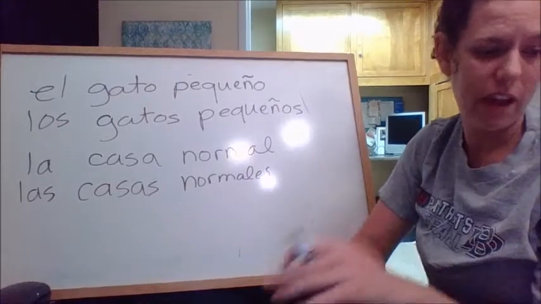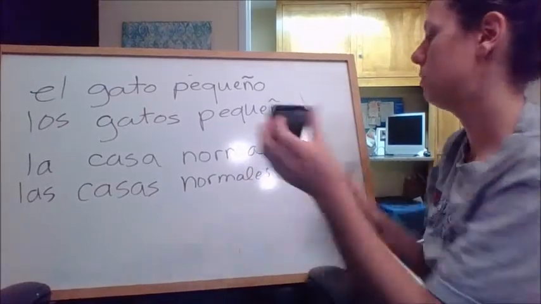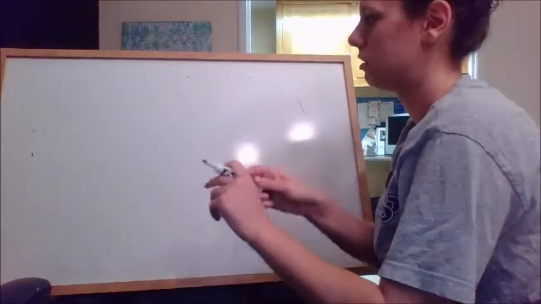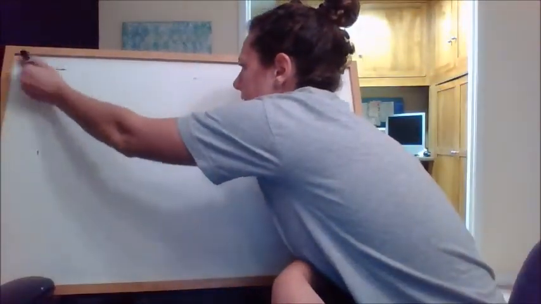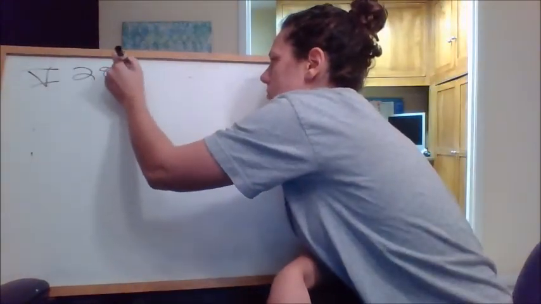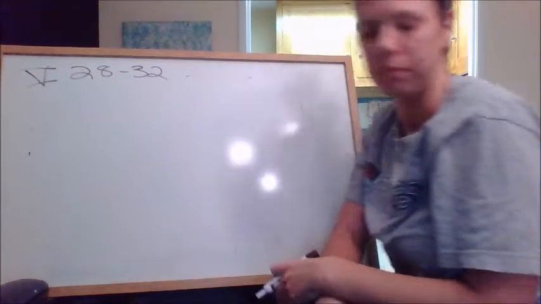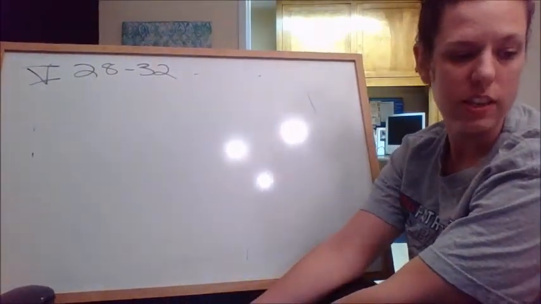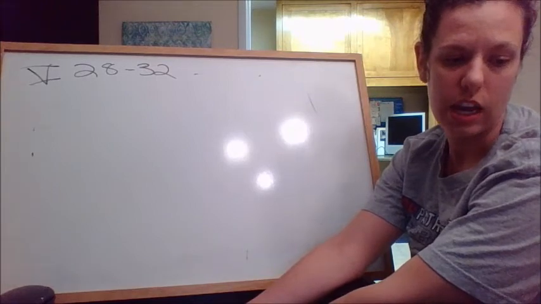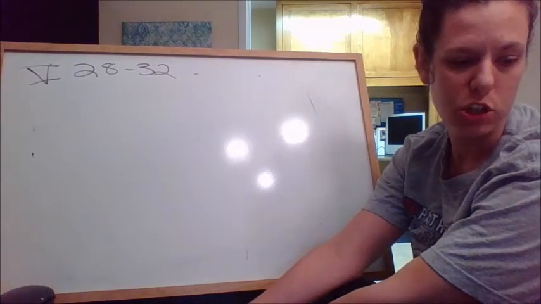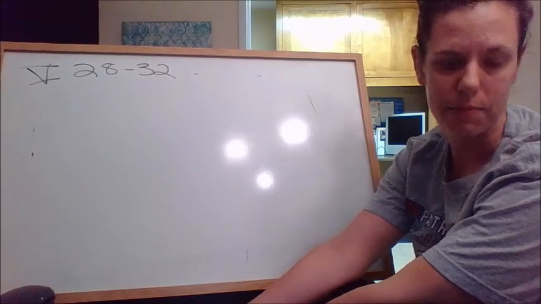Then we have part 5, which is telling time. Part 5, telling time, it is 28 to 32. It says, write the times in Spanish in a complete sentence. Include a time expression that indicates the time of day.